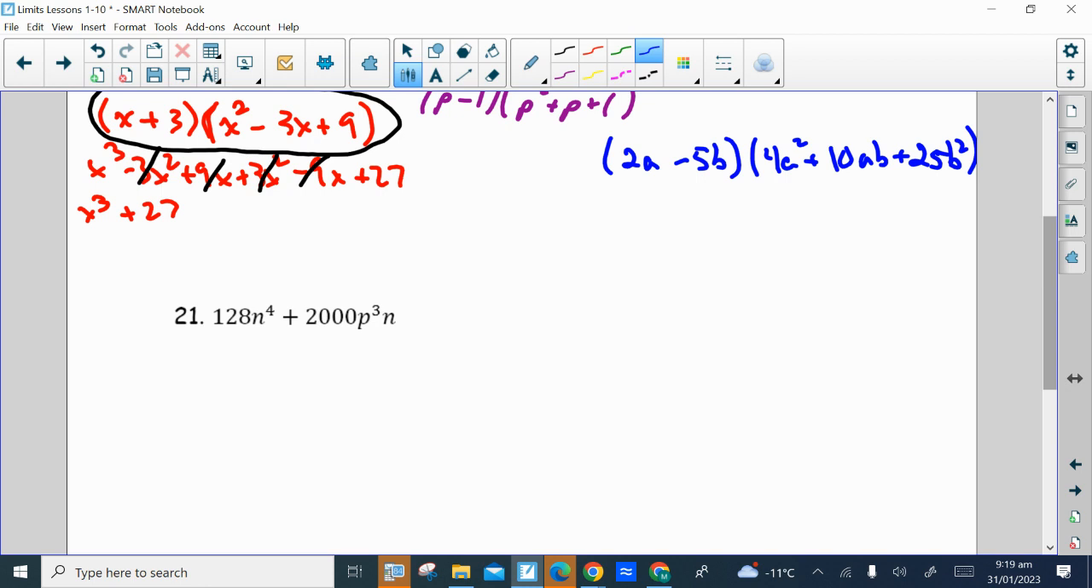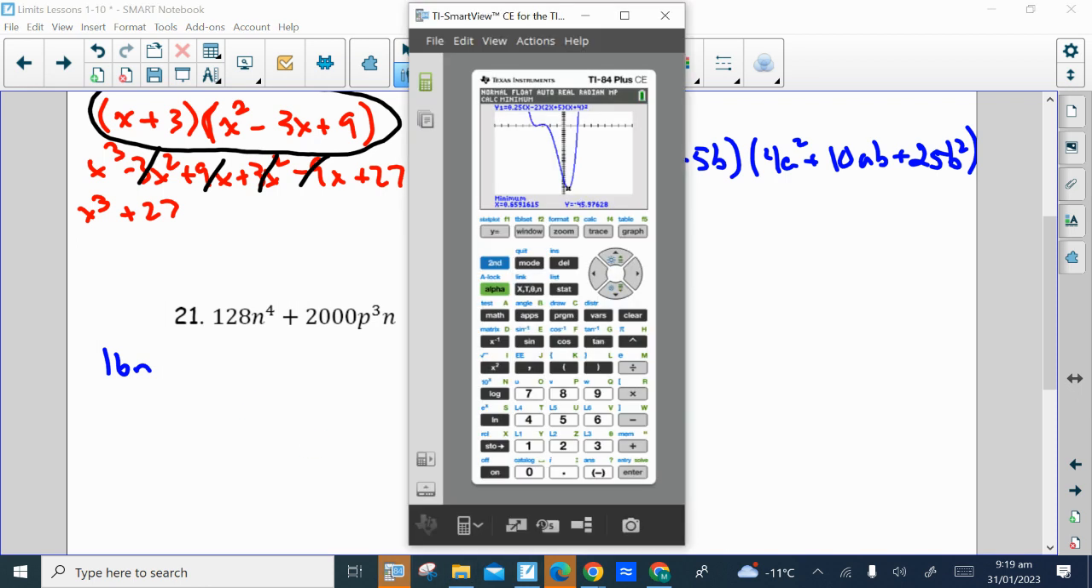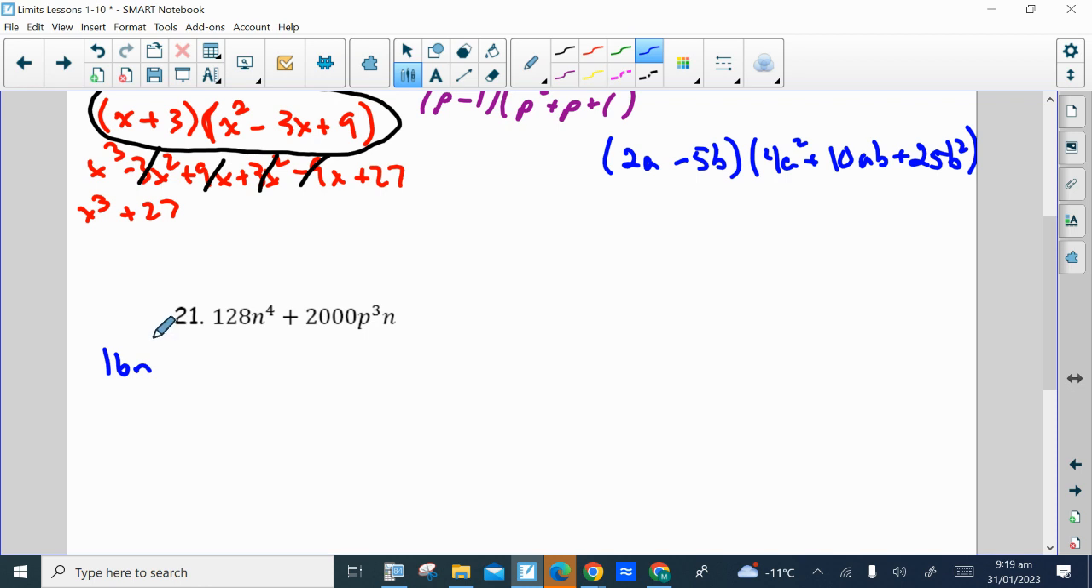For this next one, neither 128 nor 2000 are perfect cubes, but there's a common factor that we can take out here, and the greatest common factor is actually 16n. When you divide 128 by 16, you'll get 8. And when you divide 2000 by 16, you get 125. So this will give us 16n times 8n cubed plus 125p cubed.